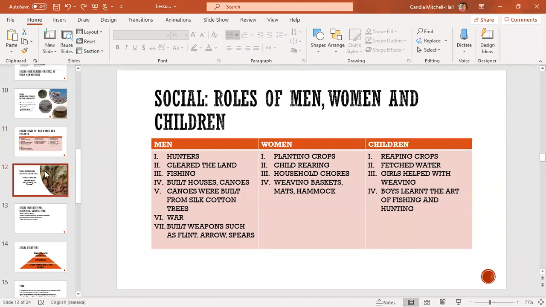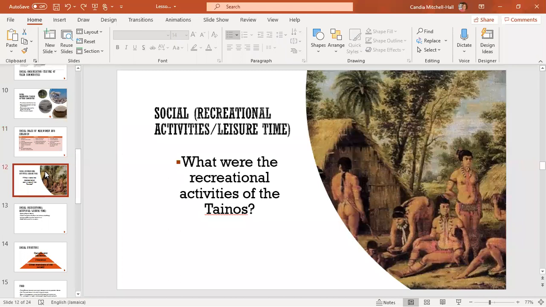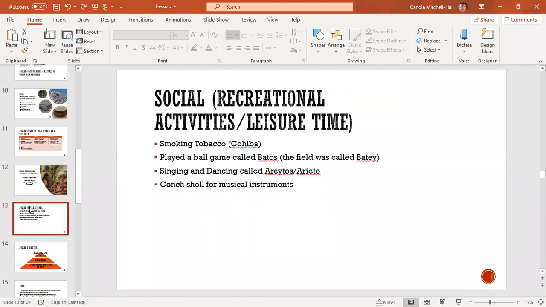Good. Now, ladies, in addition, the first thing that we looked at was how the villages were organized. Then we looked at the different gender roles. All of this is social. We are still looking at their social life. The next thing is their recreational activities. Some of their recreational activities included the smoking of tobacco, the cohiba.